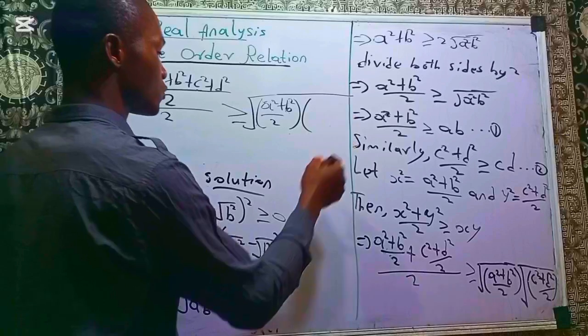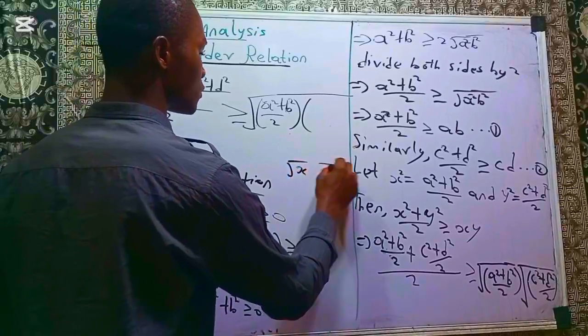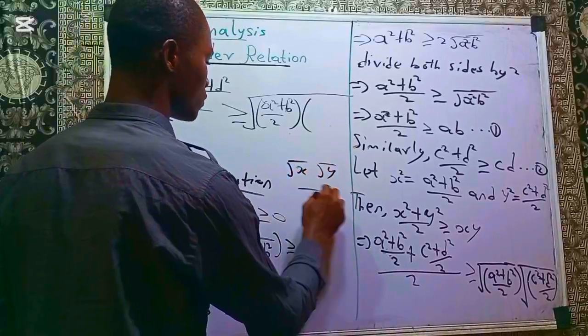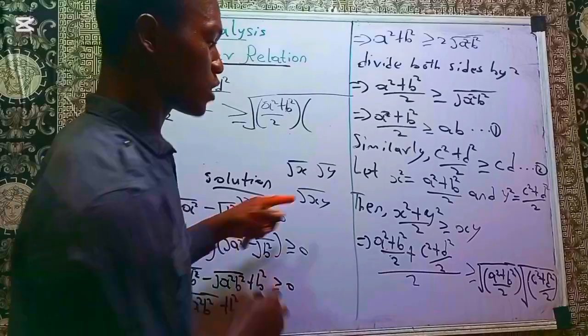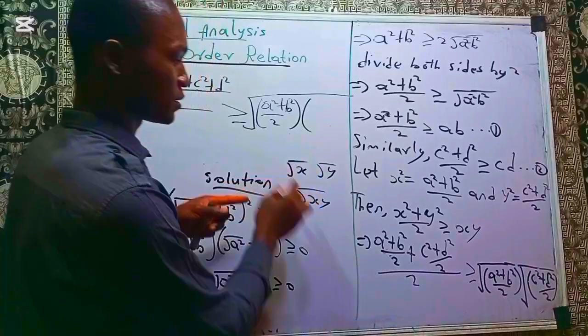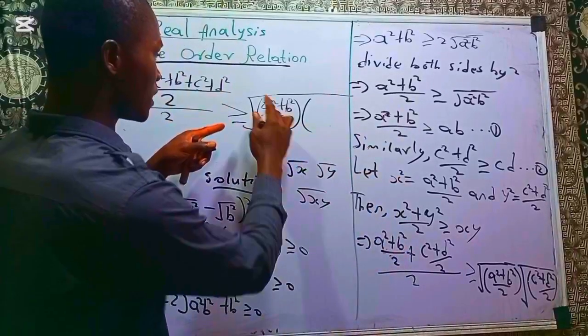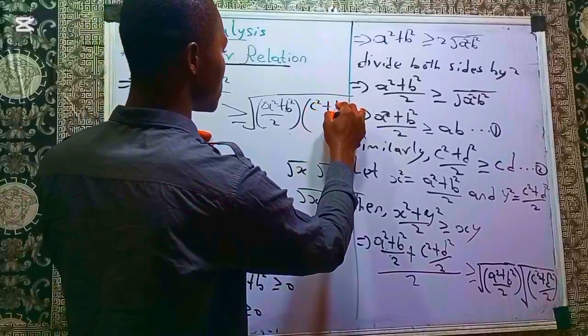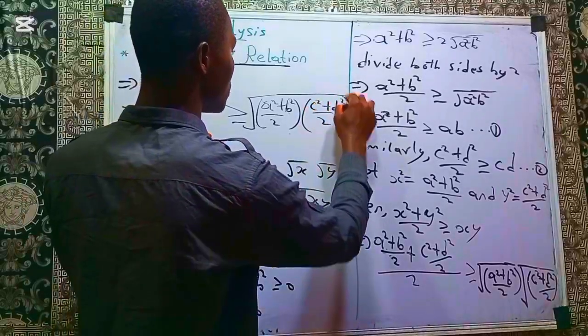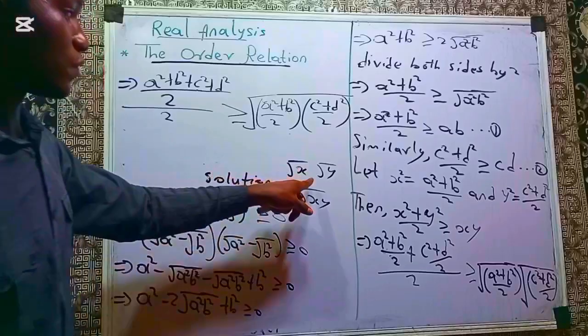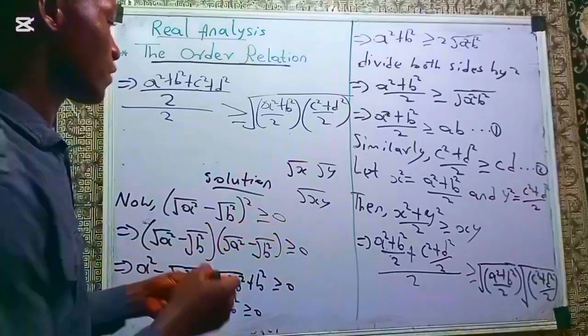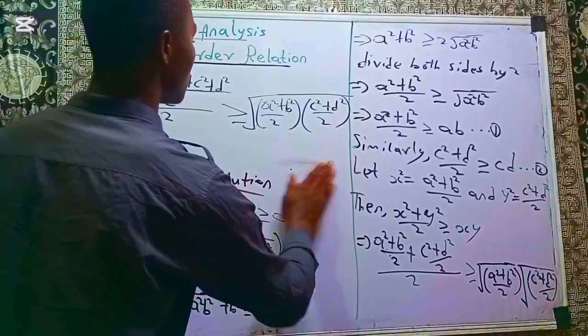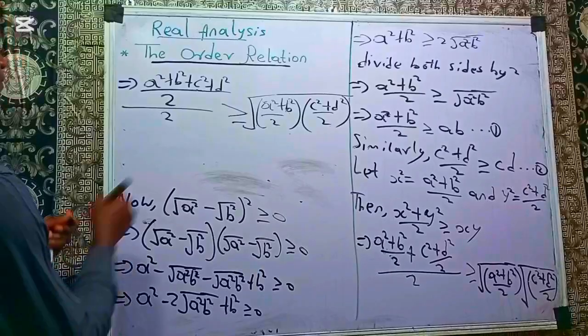You know that square root of x times square root of y is the same thing as square root of what? Xy. So I'm going to write this as the square root of (a squared plus b squared) divided by 2, multiplied by (c squared plus d squared) divided by 2. Because square root of x multiplied by square root of y is the same thing as square root of xy. So this is what we have there.